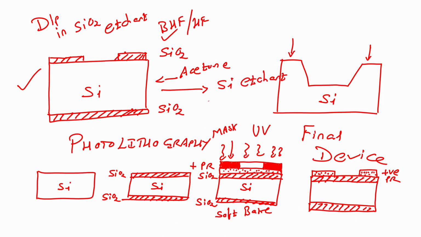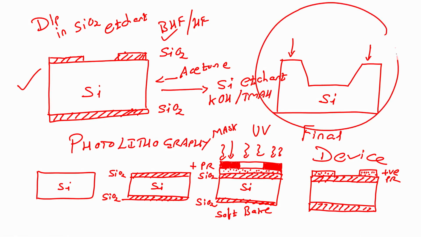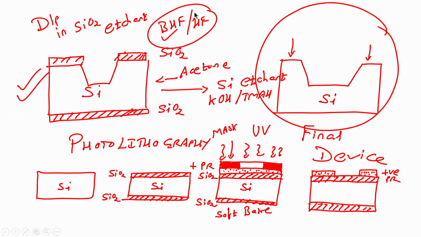Now, there is dry etching, there is wet etching. If I put in KOH or TMAH, it will start etching silicon and I will end up with this particular device. If I keep this wafer in silicon etchant, this will happen, this will happen. But I want just silicon. So, after this if I dip the wafer in BHF again, what will happen? Silicon dioxide will get etched and I will end up with this one.